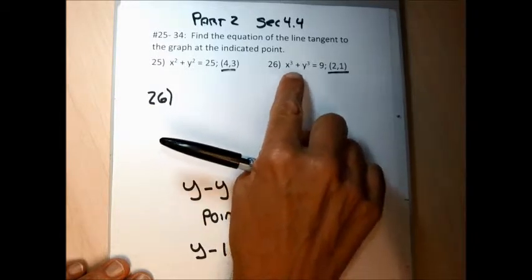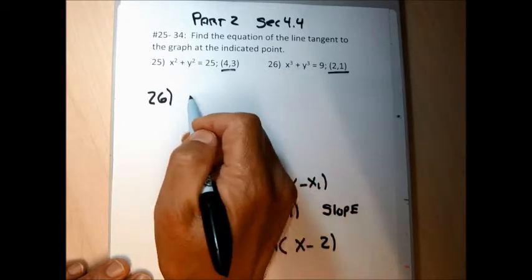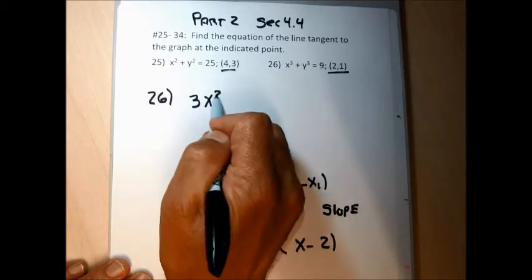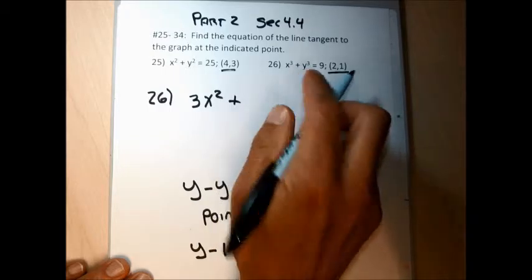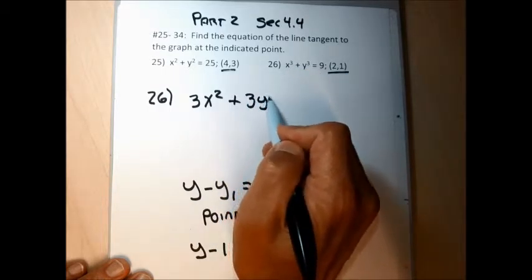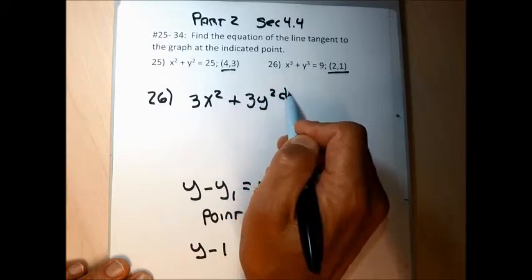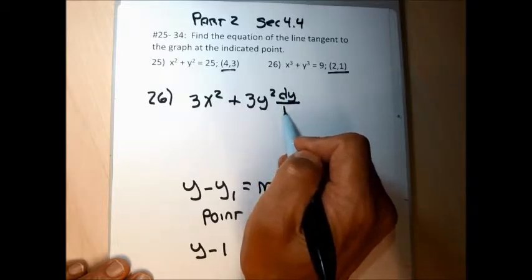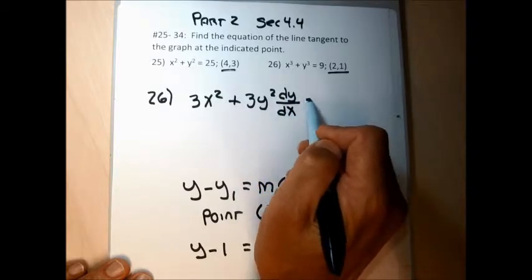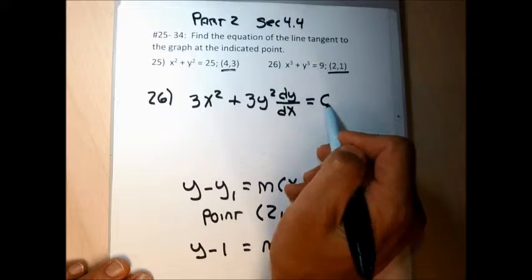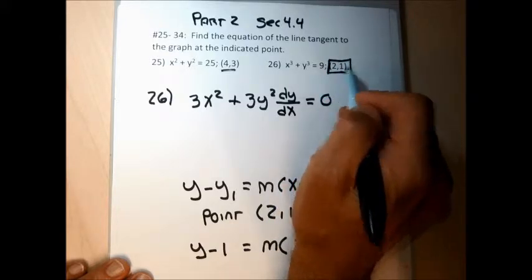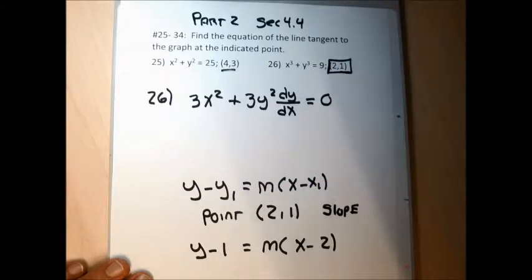The derivative of this function, the derivative of x cubed, is 3x squared. The derivative of y cubed is 3y squared. But because I took the derivative with respect to x of a term that had a y, I tack on a dy/dx. And the derivative of 9 is 0. And the point has nothing to do with the derivative. I need to solve this for dy/dx.